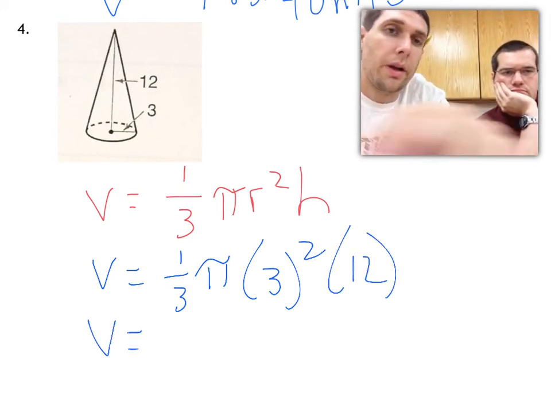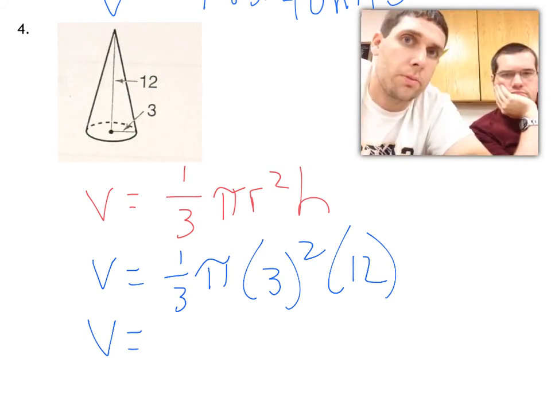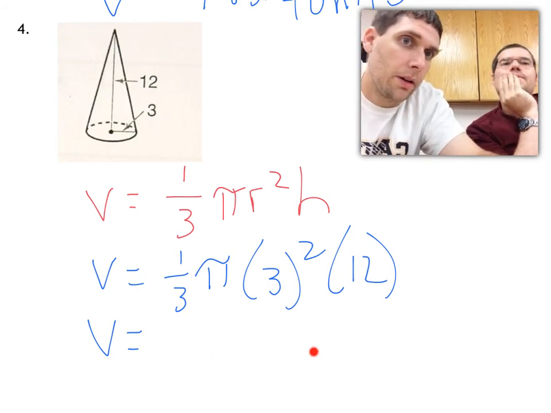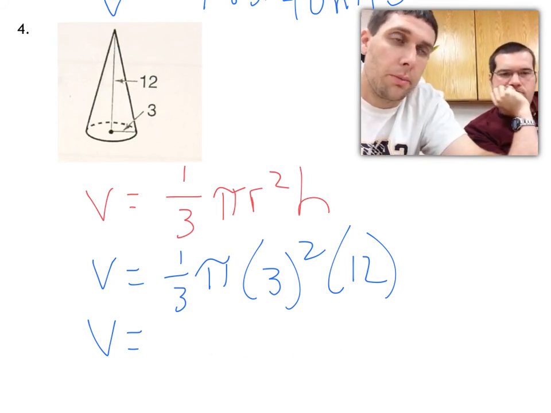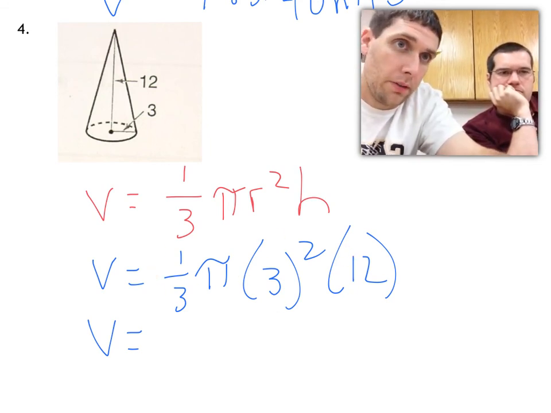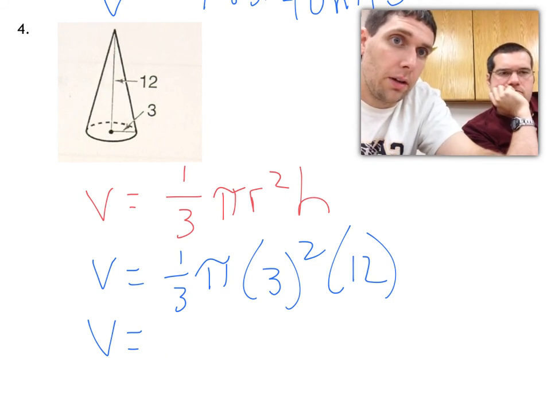This time the directions tell us to leave the answer in terms of pi. What that means is we want to leave the pi in the actual answer when we write it down here. So we do not want to use the pi button on the calculator. We're going to multiply everything else, the 1/3, the 3 squared, and the 12 on the calculator, write that down, and then followed by that we'll write the pi.